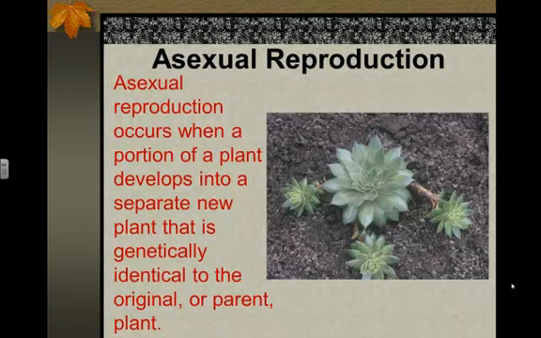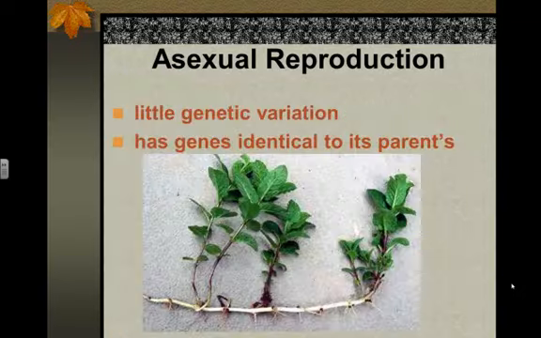So it's important to know that asexual reproduction produces identical offspring, unless there is a mutation. So there's little genetic variety. The genes are identical to its parents.